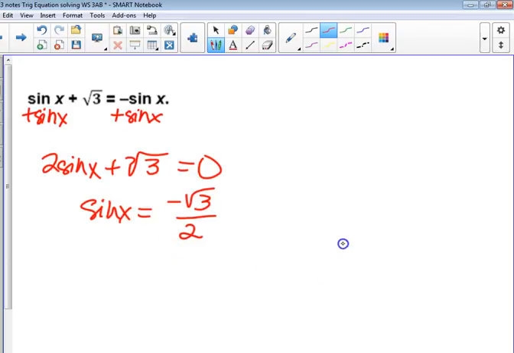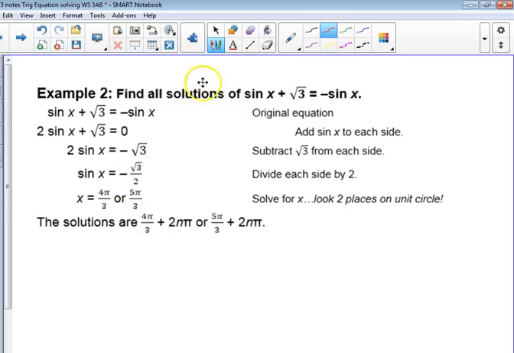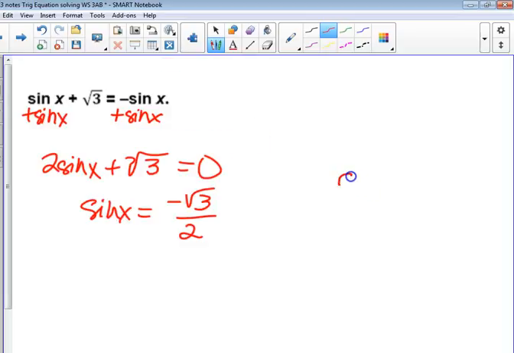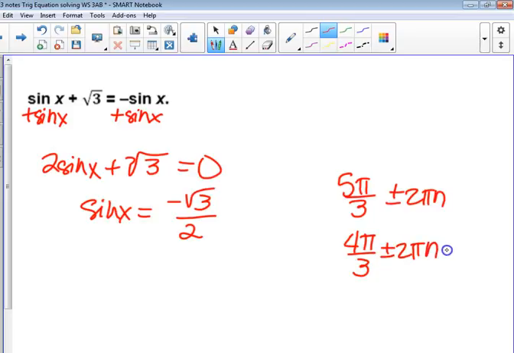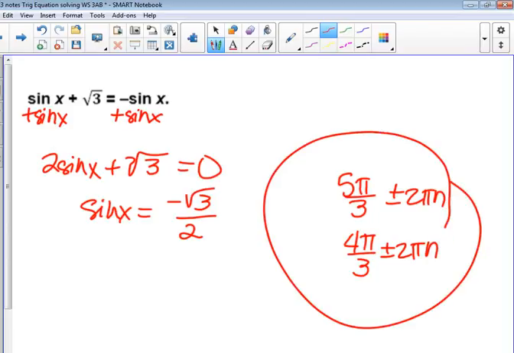Where does that happen on my unit circle? Thinking I got to go back here because it said what? All solutions. So 5 pi over 3 and... okay. And because it says all solutions and it's a sine graph, it's going to repeat every 2 pi. Are we okay with that part? Okay. Not really a shorter way to write that one.